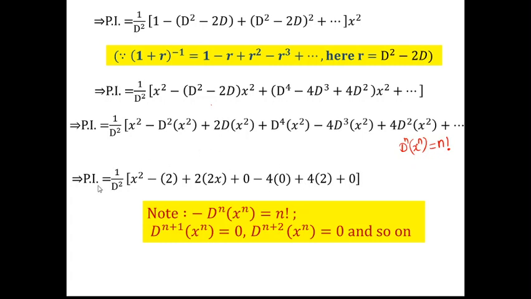Now is this a particular integral? The answer is no. Why? Because here one more term of the differential operator is there, so we have this term of d. So it is not the required particular integral. It needs to be simplified further. So I have to remove 1 by d square. What does 1 by d square mean? If d stands for differentiation, then 1 by d stands for integration. So 1 by d square means integration twice. So let's integrate twice all the terms left.